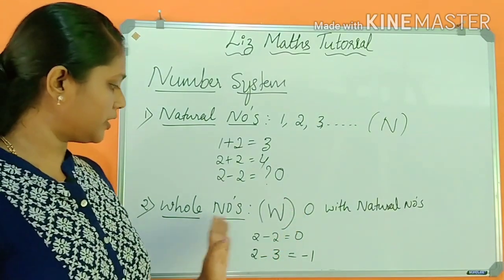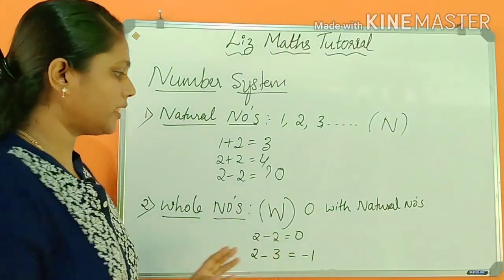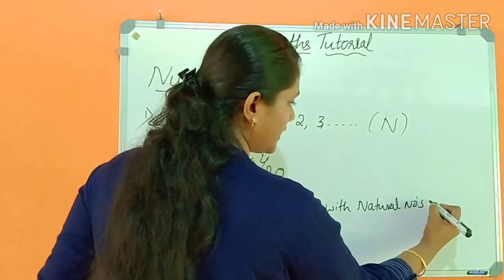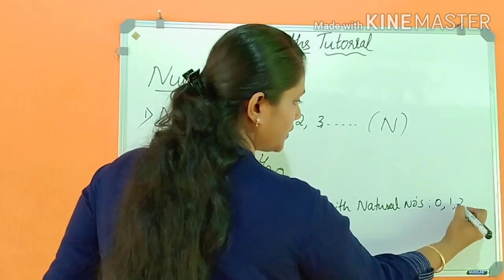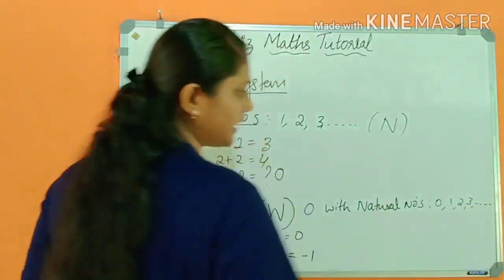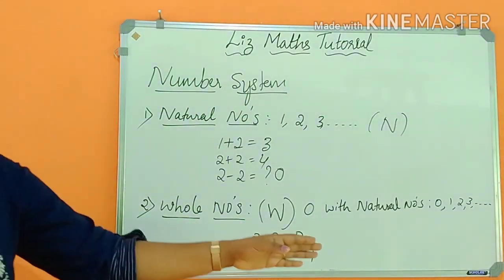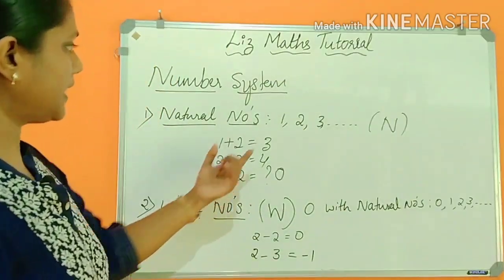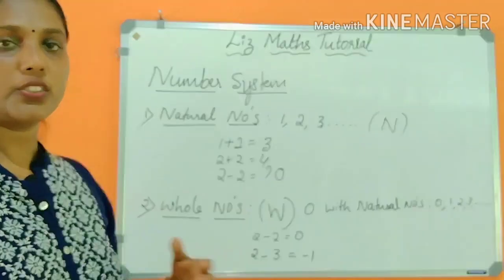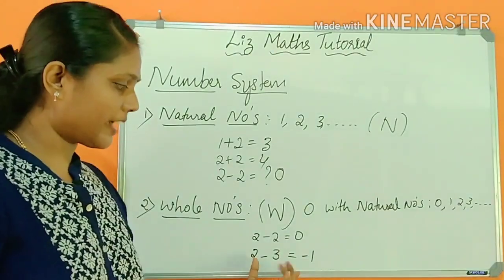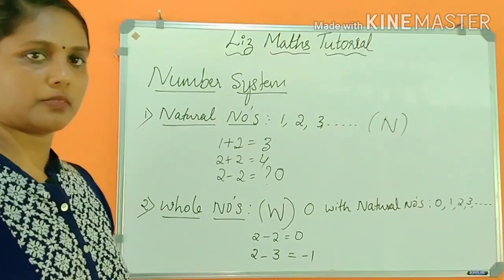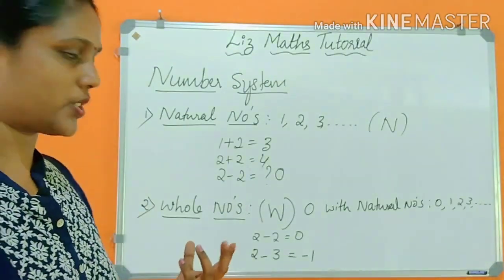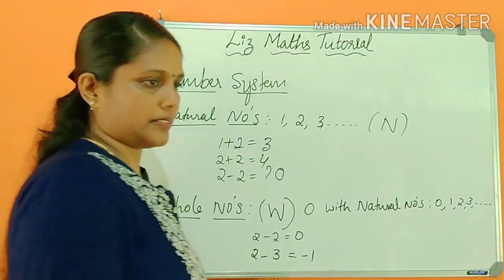Is it there in the whole numbers? No. Whole numbers are only 0 with the natural numbers, which are nothing but 0, 1, 2, 3, etc. These are the whole numbers. In that, did minus 1 come? Is there minus 1? No. So according to the needs, we have to give these negative terms another name, that is called integers. What is that? Integers.